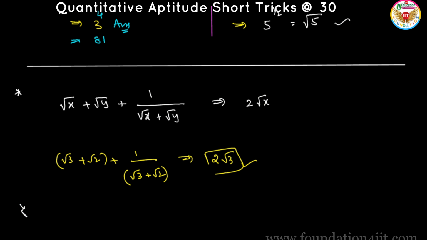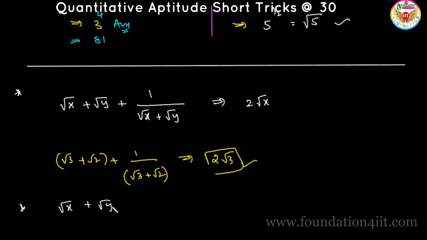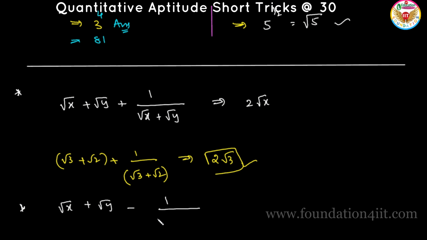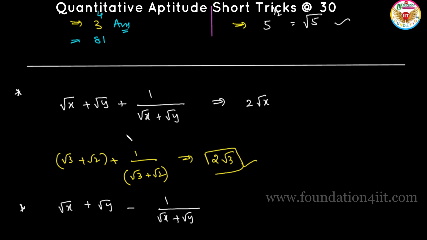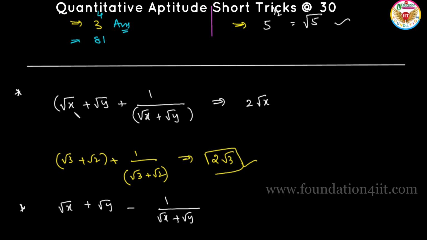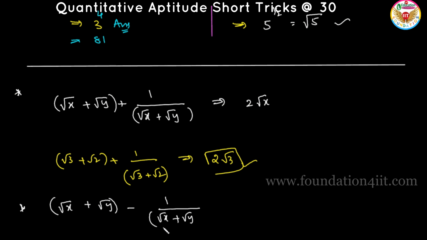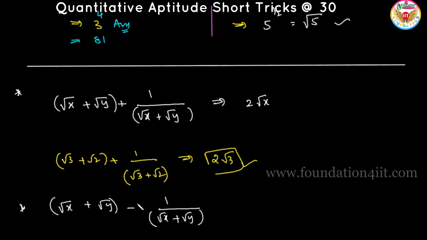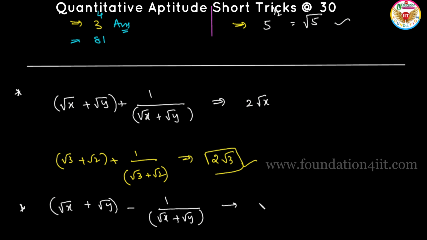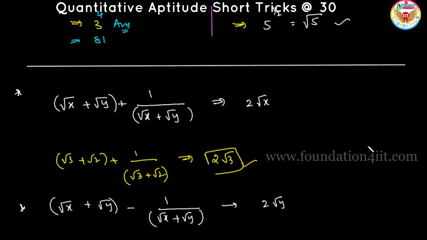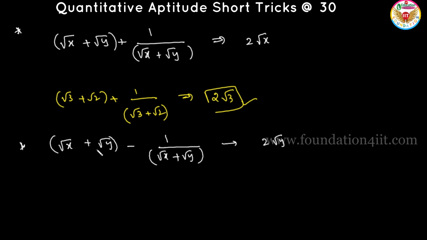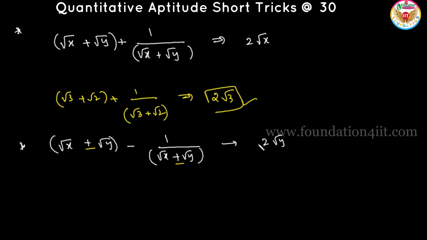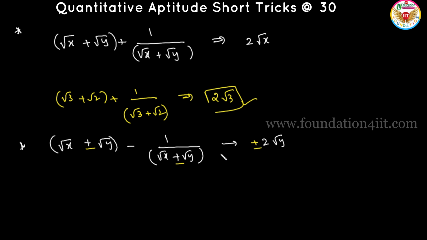And one more formula: square root of x plus square root of y, and if it is minus 1 by root x minus root y, you can take plus. Instead of this, the positive term is the same plus but here it is minus. That's the only difference. So for this you just take 2 root y as the answer. Then similarly plus or minus. Now if it is minus and minus, the answer will come with a minus. That's the only difference.